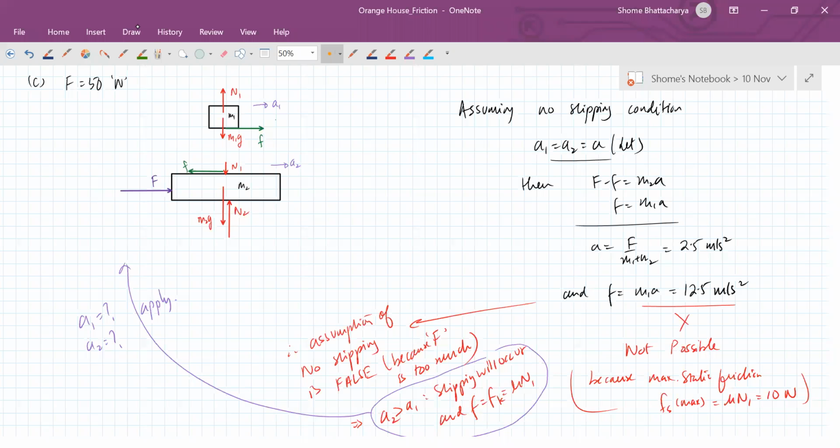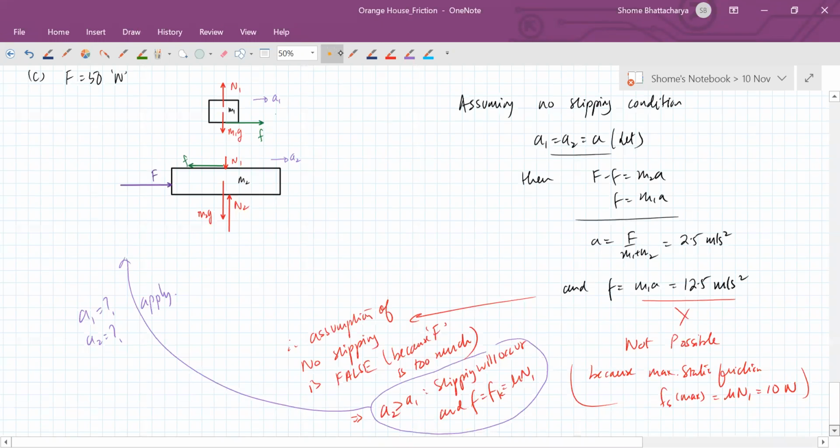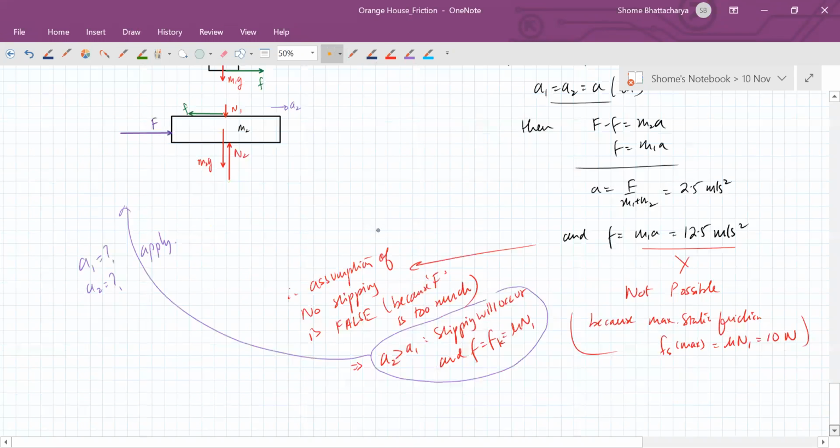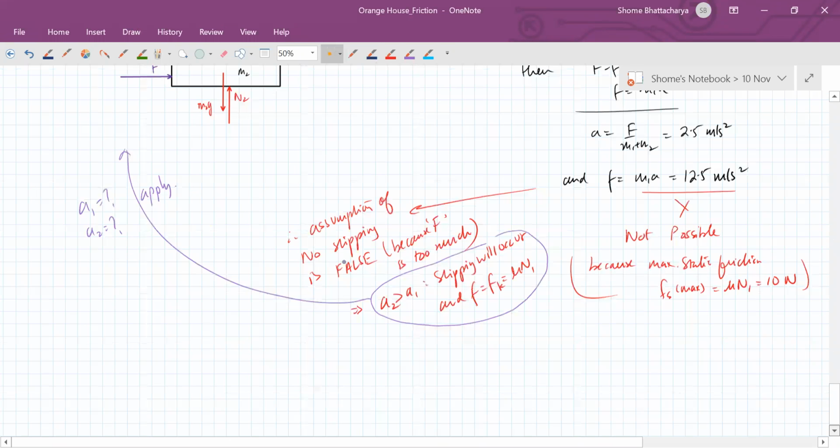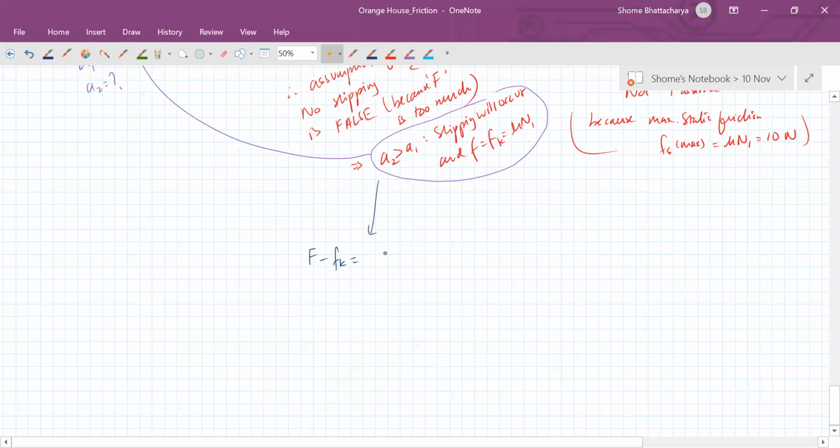Very good, Rahil, that is correct. So A1 will be 2 meters per second square and A2 will be 2.67. So now we have to basically just resolve this free body diagram with the assumption that friction is kinetic. We have to do this, okay? So capital F minus kinetic friction is equal to M2A2.